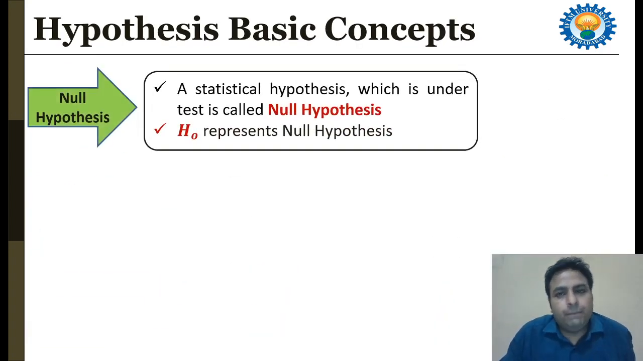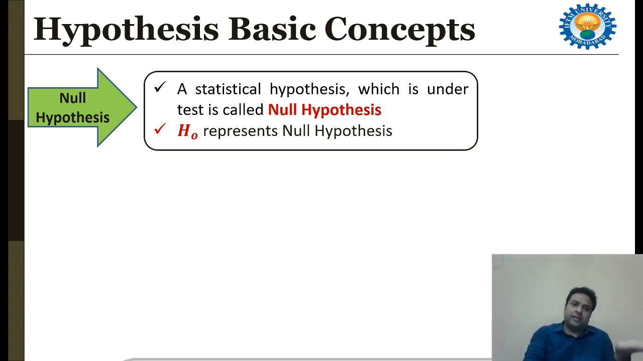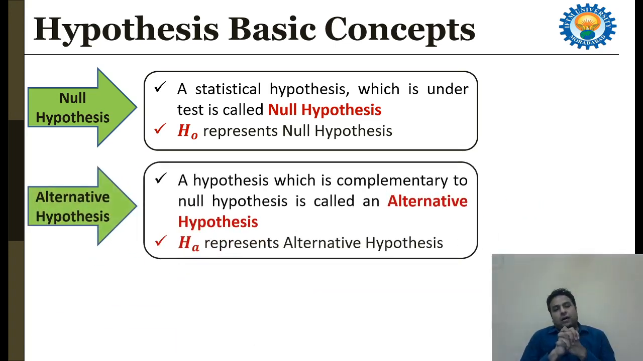If we look at the basic concepts in hypothesis, first we have the null hypothesis and alternative hypothesis. A statistical hypothesis which is under test is known as the null hypothesis and is represented by H0. On the contrary, the complement of the null hypothesis is the alternative hypothesis and it is represented by HA or H1.